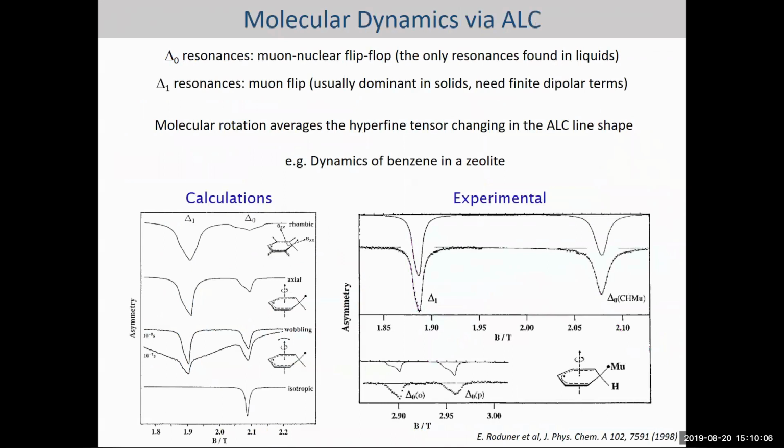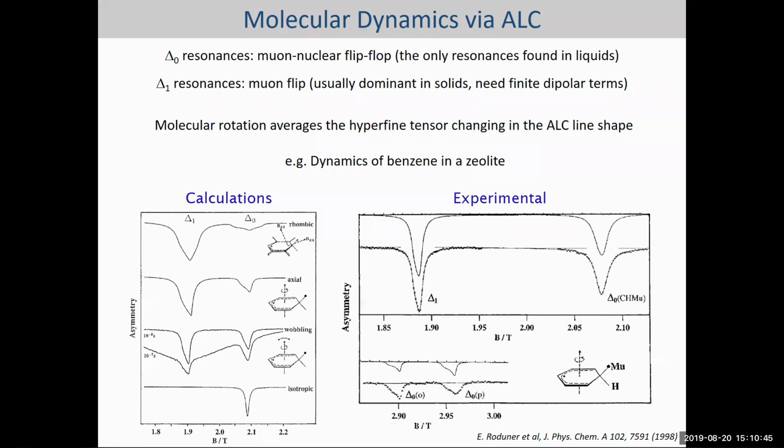Okay, and so more conventional molecular dynamics is also something studied by ALC, and Ian talked a bit about this on Saturday. So we have these two types of ALC resonances: the delta zero ones, where the muon and the nucleus flip-flop together, which are characteristic for liquids. And then in the solid state, you have these delta one resonances where just the muon flips its spin, and these are usually the ones that dominate in solids, but we need these finite dipolar terms.